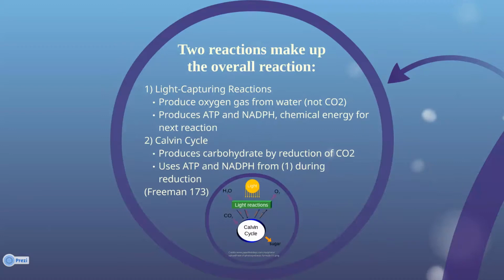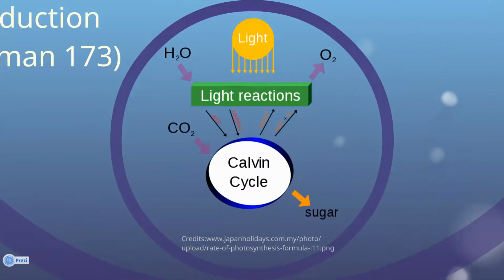However, it is important to note that photosynthesis is really accomplished through two linked reactions. The first reaction is a light capturing reaction, which converts sunlight into ATP and NADPH molecules, as well as produces oxygen gas. Next, carbon dioxide is reduced in the Calvin cycle to produce a carbohydrate molecule, fueled by ATP and NADPH from the previous reaction. Here is a diagram that shows the two linked reactions.